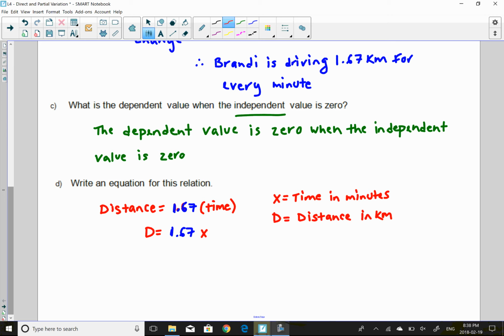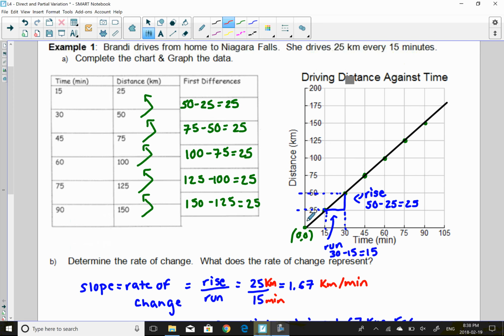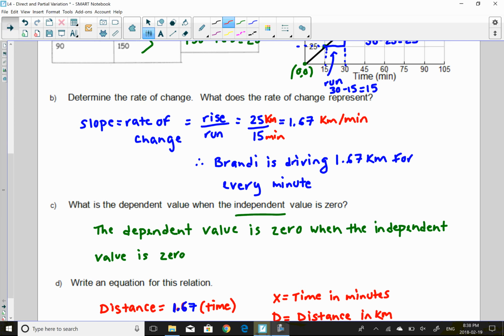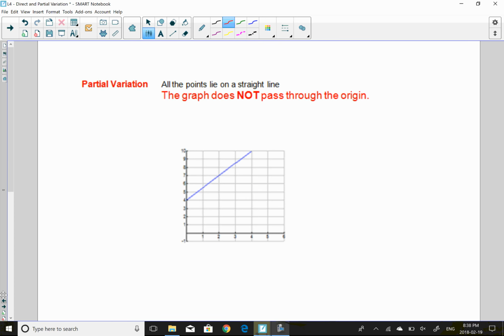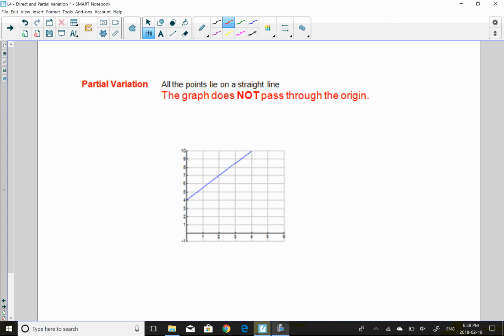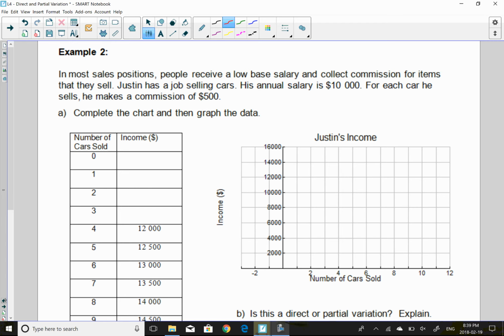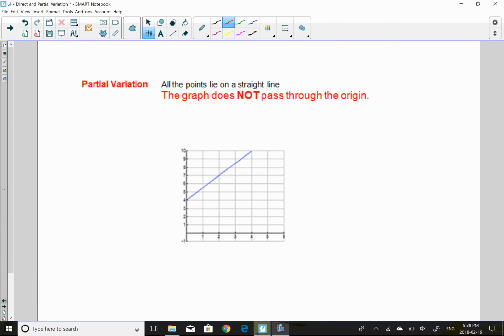So this situation we just looked at is what we call direct variation. It's direct because it goes through the origin. It's at 0, 0. So when time doesn't pass, you don't go anywhere. So you're starting at 0 when your independent is 0. So that's a definition for direct variation. Oops. There's the definition. Should be here. Seems to be missing. Then we have what's called partial variation.